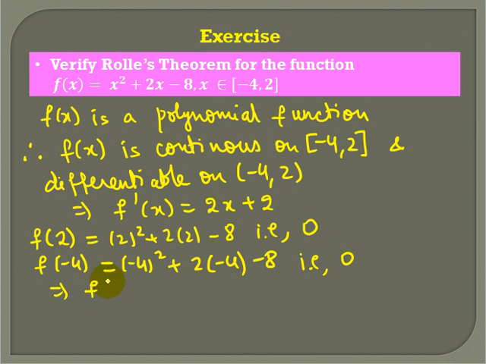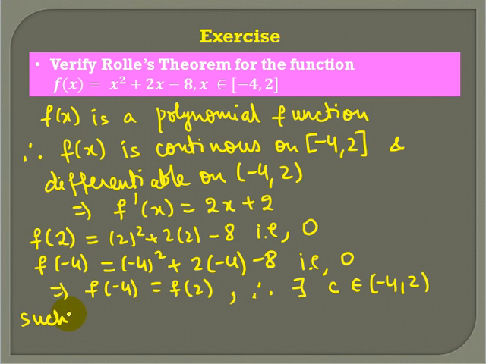So what do we see? Value of the function at -4 is same as value of the function at 2. So therefore we can say there exists C belonging to the open interval (-4, 2) such that f'(c) is equal to 0. Now look at the derivative of the function. It is 2(x + 2). So what is x now? x is the point C.